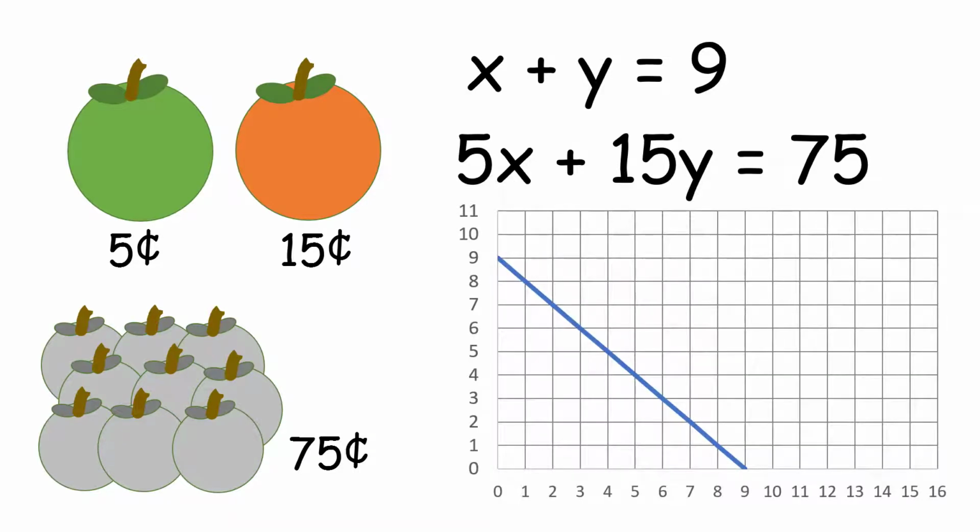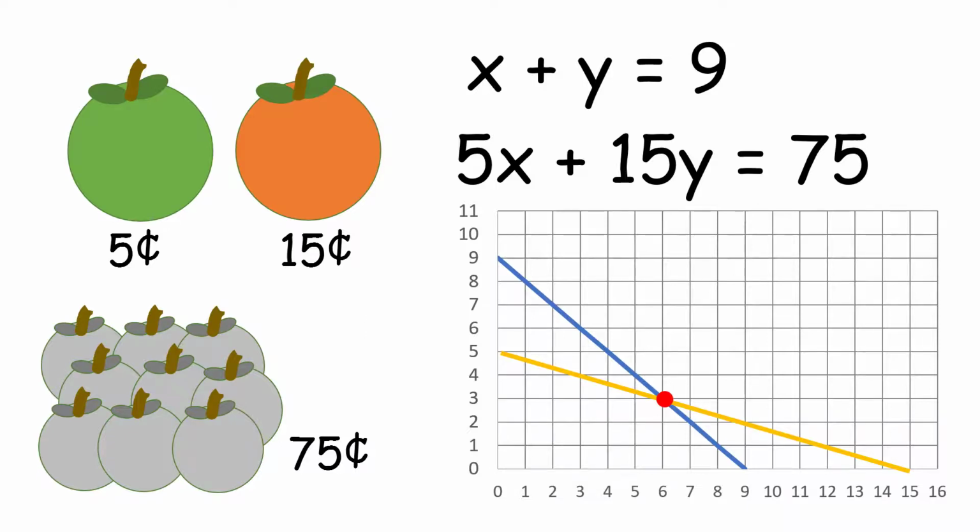Here's the line for that equation. Similarly, 75 cents could buy 15 apples and no oranges, or no apples and 5 oranges, or some other combination where 5x plus 15y is equal to 75. Now, the lines from these equations only share one common point, where x is 6 and y is 3. And that indicates that you bought 6 apples and 3 oranges.